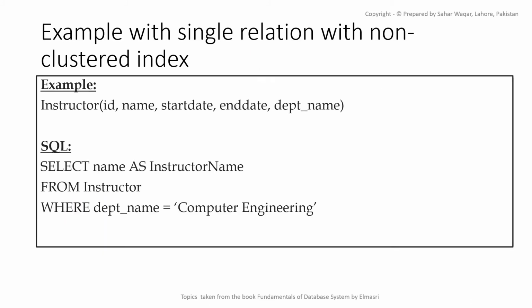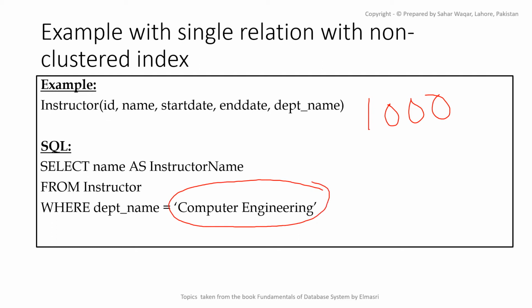Let's check another example. We have a relation instructor and we want to search for all the teachers who are working in the computer engineering department. If there are 1000 tuples in the instructor table, then without indexes, we will need to scan all the tuples to find those who have the Department of Computer Engineering. For our system, a single page contains 100 tuples, so our table is using at least 10 pages.